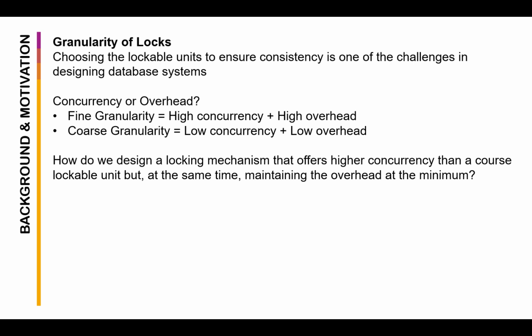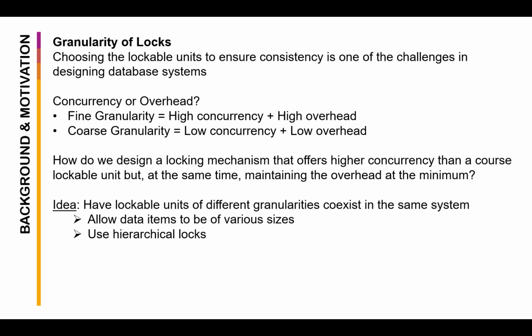The idea of the paper is to make sure that lockable units of different granularities coexist in the system. This means we should not make the same decision for all types of transactions. We should allow data items to be of various sizes, whether a transaction wants to lock only a specific record or the entire database. The system should allow both. And this can possibly happen if we use hierarchical locks.